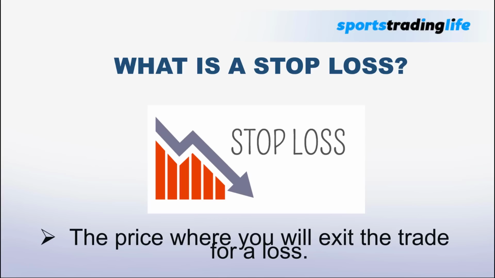So basically, if we were to enter a trade at a price like 1.50, a stop loss point could be 1.30, which means that once that price hits 1.30, we're going to exit the trade for a loss and stop the loss from getting worse. So a stop loss pretty much does exactly what it says on the tin. It stops the loss, and it helps ensure that you limit your losses.